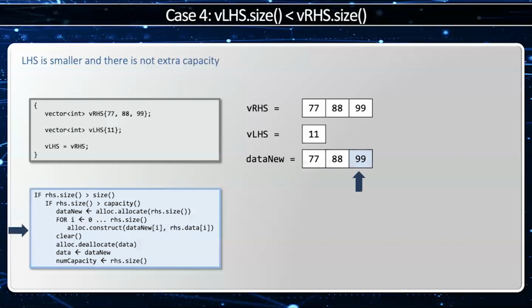Now what I need to do is call the destructor on the old left-hand side buffer. And clear will do that. It will call the destructor on all the elements that happen to be in there. And then I need to deallocate, which means free the memory. And then finally, I've got to assign the new buffer into the original location.